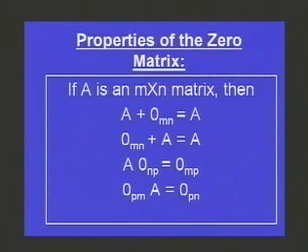Similar situation if I take 0 sub pm times A, which was again an m by n. So I have a p by m times an m by n. That's going to give me a p by n. So I multiplied by a 0 matrix, but I didn't quite get the same size 0 matrix in the end. So just watch those dimensions.